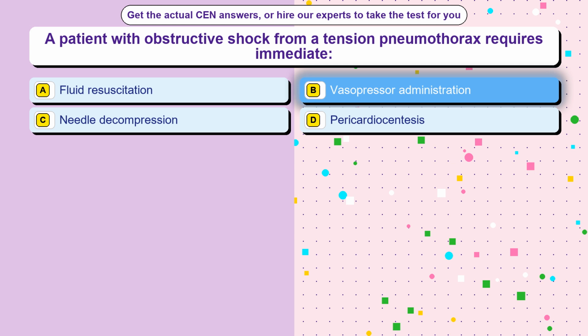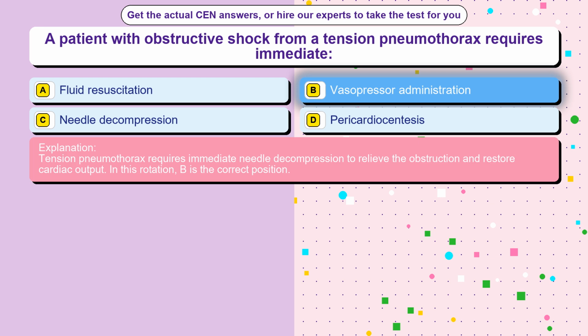The correct answer is option B, vasopressor administration. Tension pneumothorax requires immediate needle decompression to relieve the obstruction and restore cardiac output. In this rotation, B is the correct position.